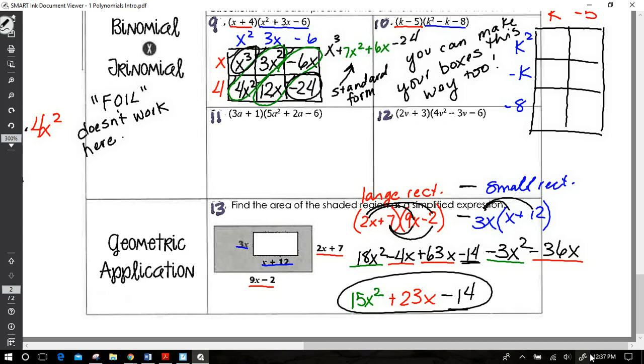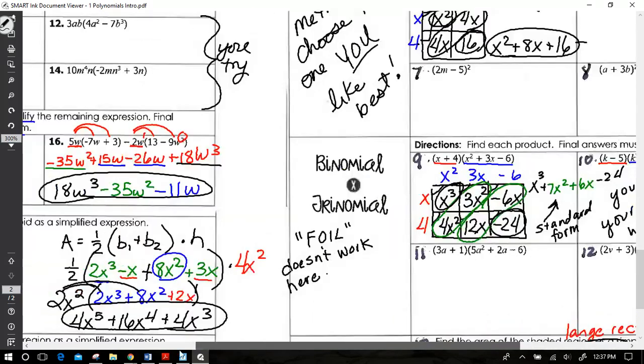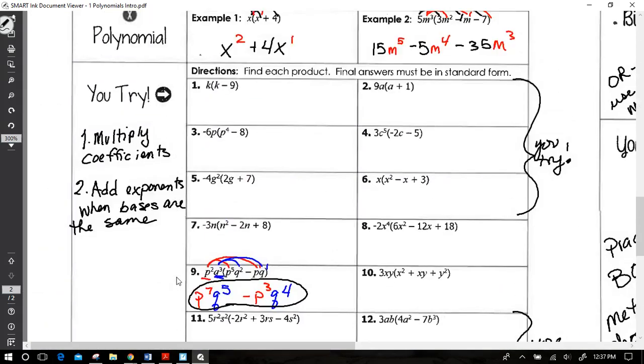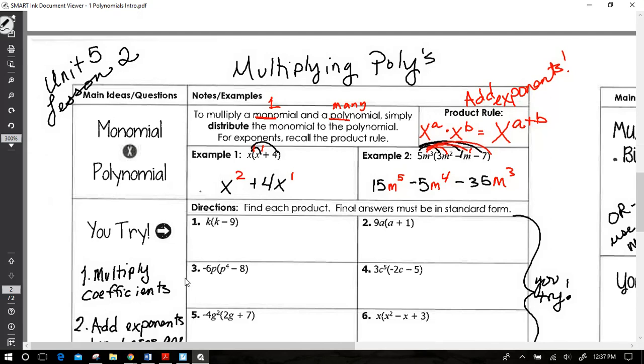And that is a geometric application for multiplying polynomials together. All right. There is a practice assignment posted onto Google Classroom for you. Go ahead, give that a try. Remember, reach out to myself, reach out to your classmates on Google Classroom, and we're going to get through this.